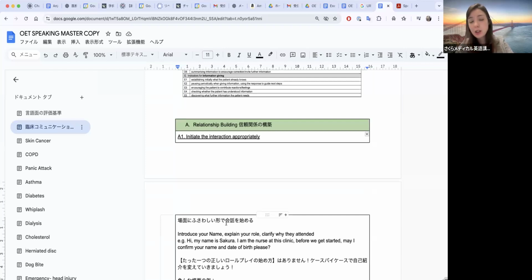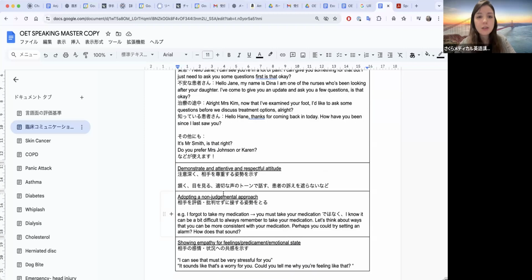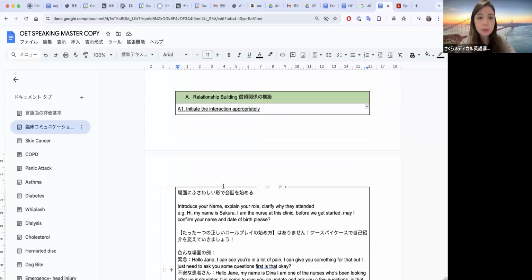If you don't know them, if it's a hospital setting, the most general one is going to be like, hi, my name is Sakura. I'm the nurse in this clinic. May I confirm your name and date of birth before we get started? Is going to be the most common, most standard way. But basically, you want to confirm their name, introduce yourself appropriately to the situation. That's going to be the first criteria in relationship building.